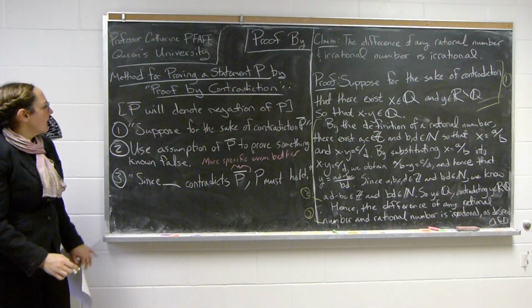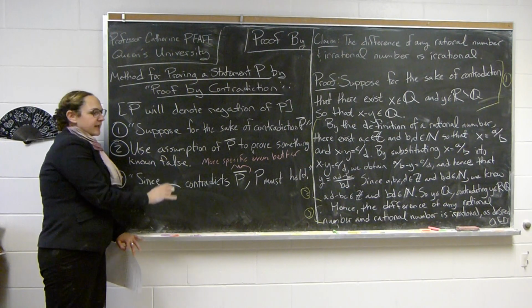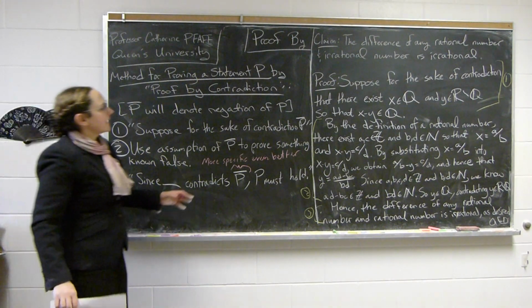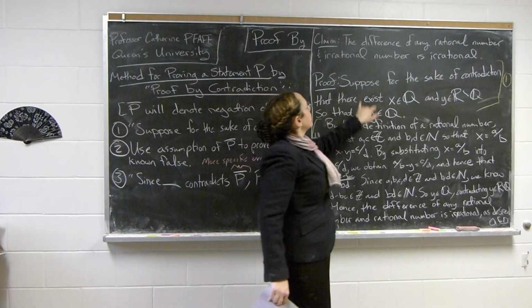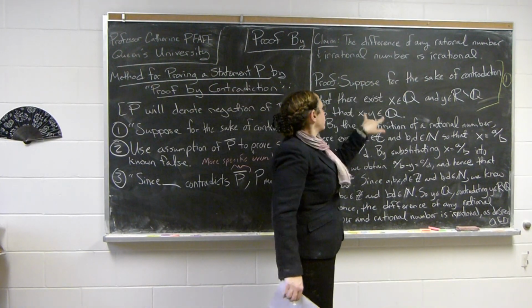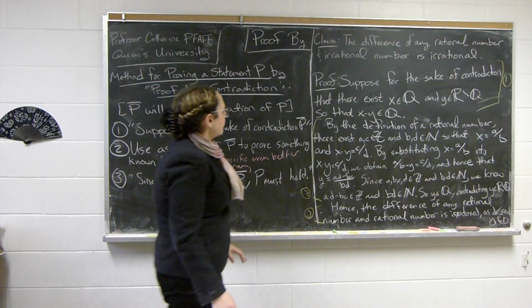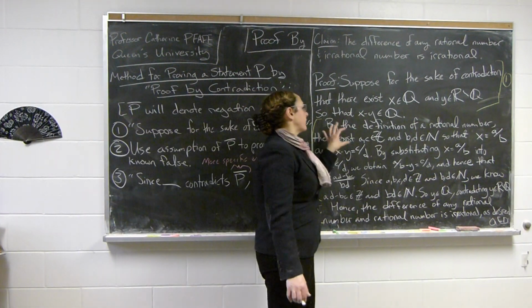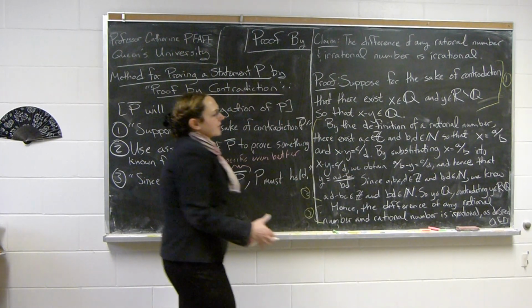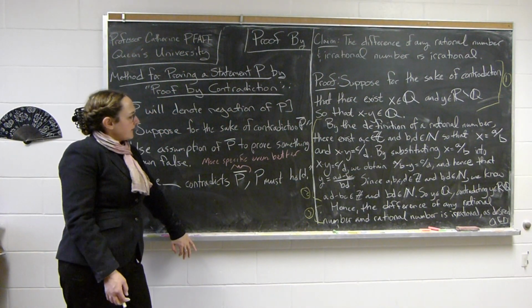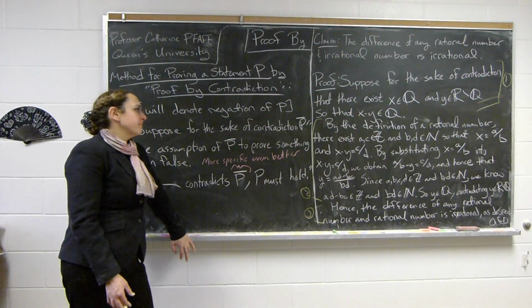Okay, so we started out with our supposition for the sake of contradiction. We said what that statement was, and the key part in here is that we negated: instead of the difference being irrational, we said it's going to be rational. Then we went through and turned things, using the definitions, into something we can work with, like a generic form. You've seen this in a number of proofs. That's how that works, often.